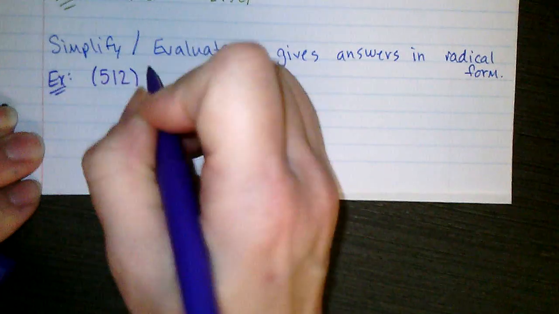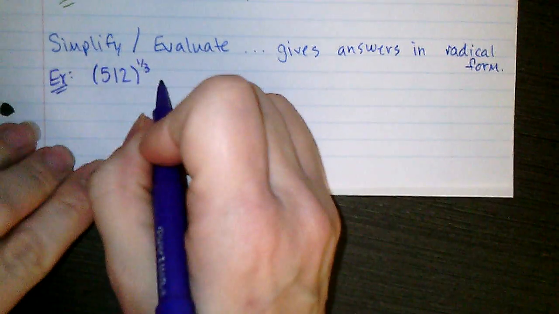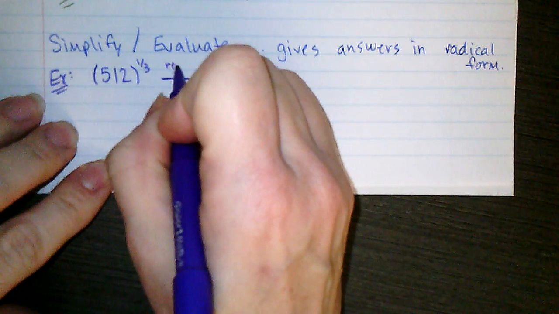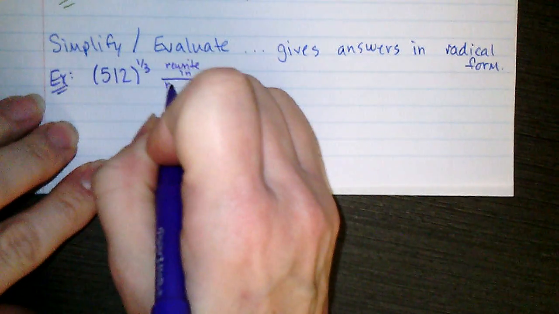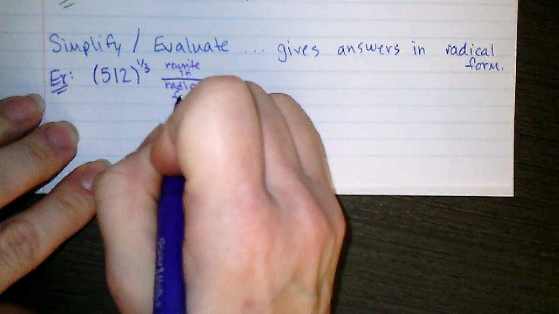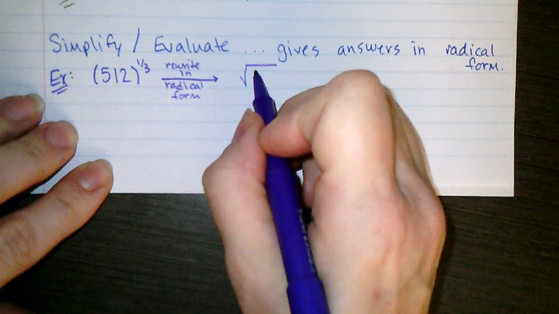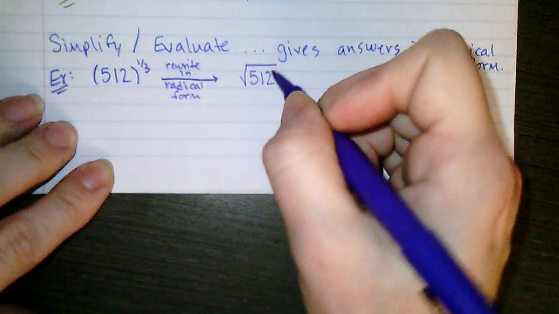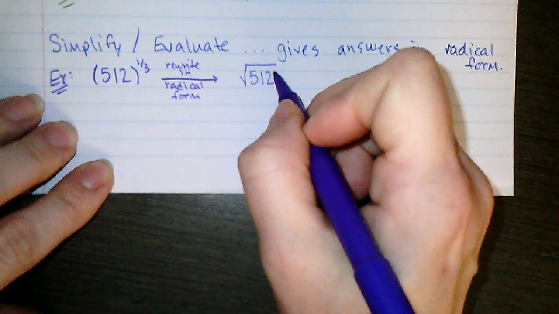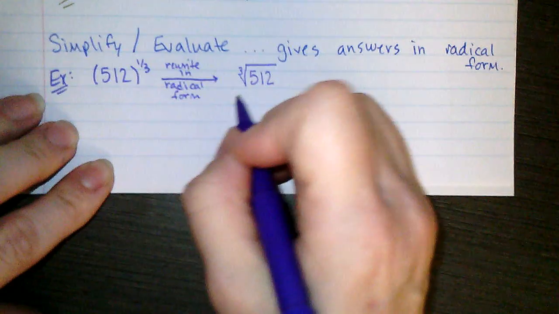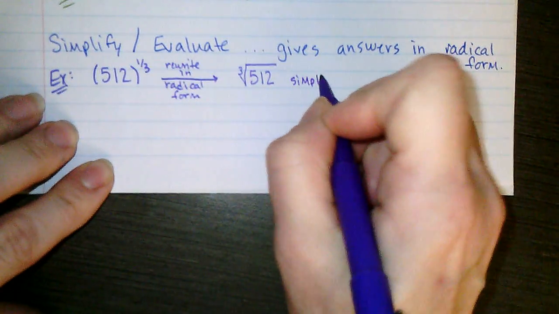So here we have 512 to the 1/3. What I'm going to have you do on this problem is start by rewriting in radical form. So the base of 512 becomes the radicand, and the index of the radical is 3. The power on the 512 is 1, so I'm just not going to write it. Then I'm going to simplify the cube root of 512.